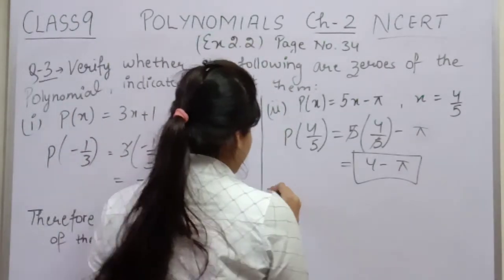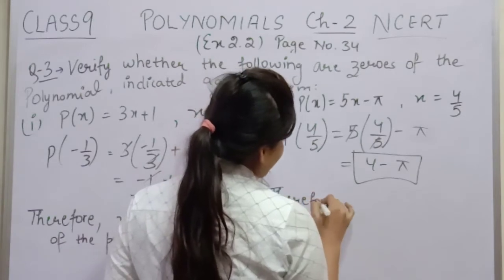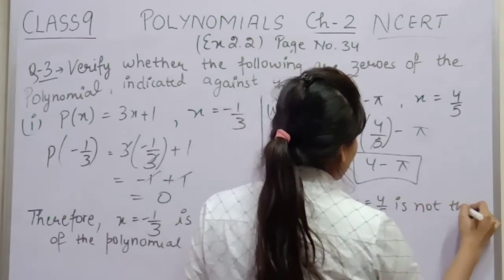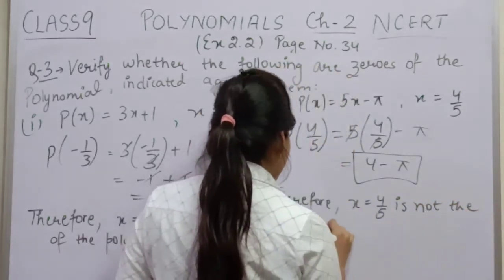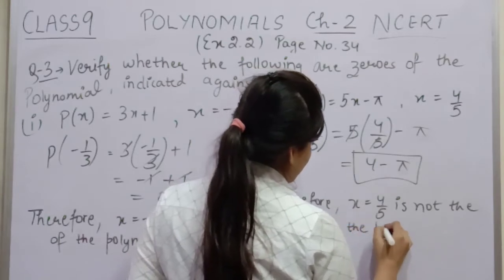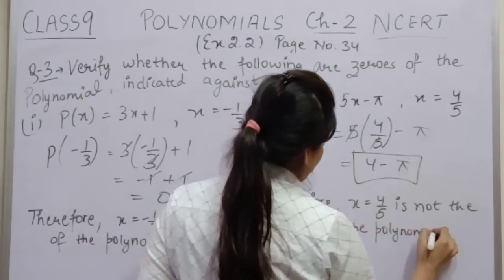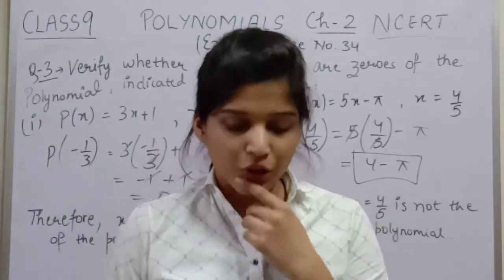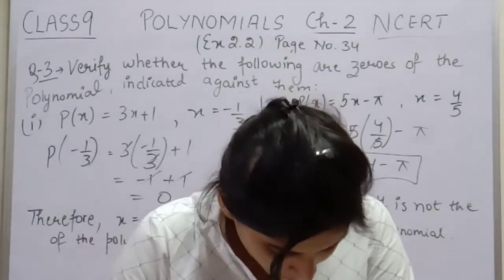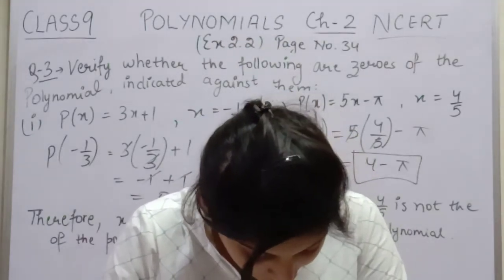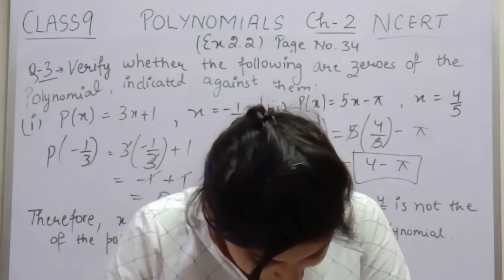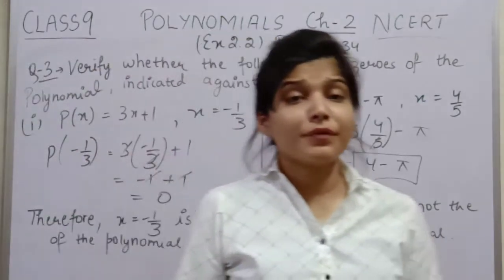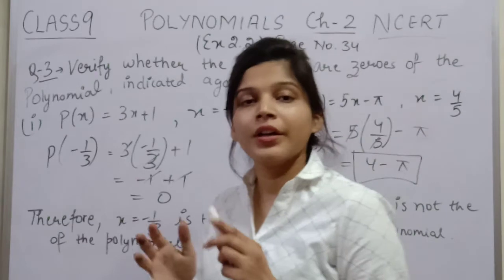It means therefore x equals to 4/5 is not the zero of the polynomial. I hope I am clear. यहाँ पे अगर zero आ जाता तो ये zero होता polynomial का, but because we cannot obtain zero here, so it is not the zero of the given polynomial. Coming to the third and fourth part, but before that please note down these two parts in your notebook.